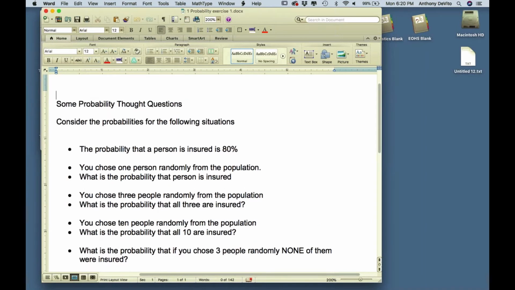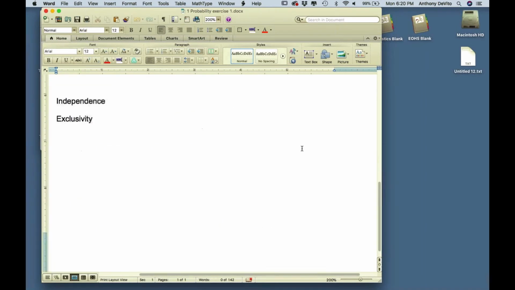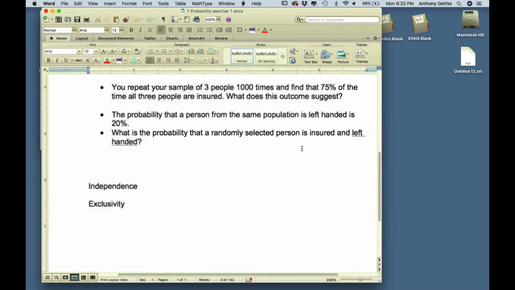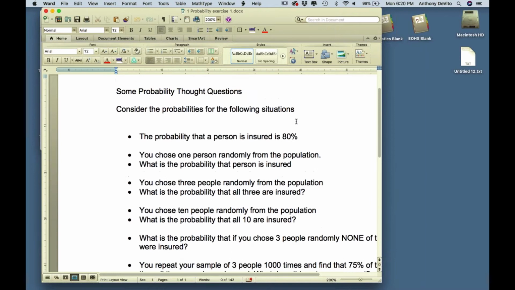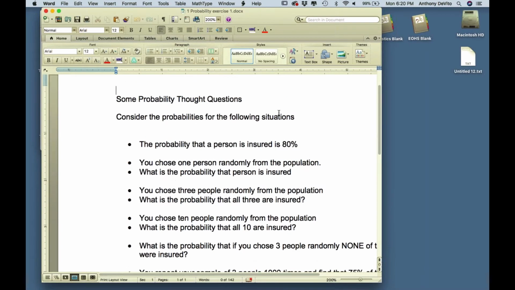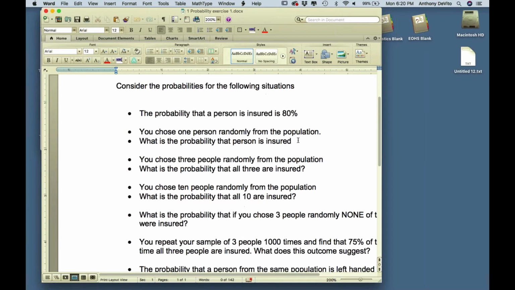Let's take a look at just simple probability. We spoke about the idea of independence and exclusivity, right? So we're going to look at a few problems that involve a situation where we're interested in the probability of certain outcomes. I'm going to look at the probability that a person is insured. Let's say we're working with a population where 80% of the population is insured. That's probably pretty close to what it is in New York City right now. Maybe it's even a little bit more, right?